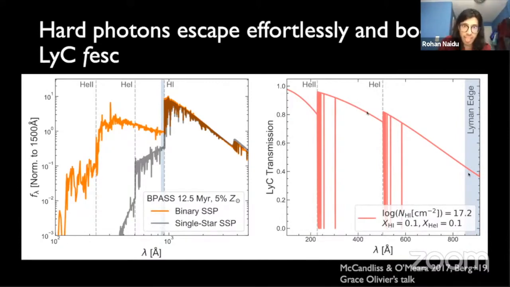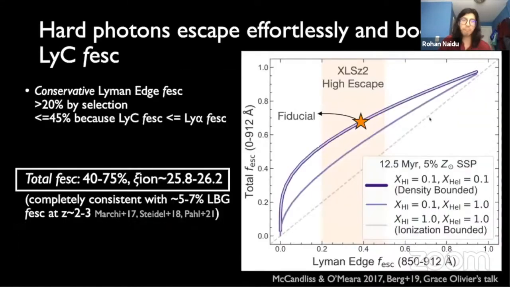totally boosts the escape fractions we are measuring close to the Lyman edge based on all these indirect indicators, for example, from the green pea sample. So the key takeaway from this whole exercise, I would say, is we bound the Lyman edge escape fraction for our high escape stack to be between 20-ish% and 50%.